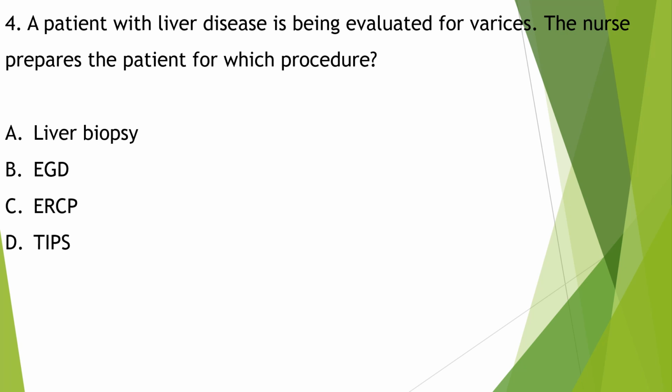So an EGD, that is esophagogastroduodenoscopy, is the diagnostic procedure where an endoscope is placed through the patient's mouth into the GI tract to visualize the upper GI bleeding caused by esophageal varices. While the other procedures listed are oftentimes used in patients with liver failure, they are not used to evaluate the varices.